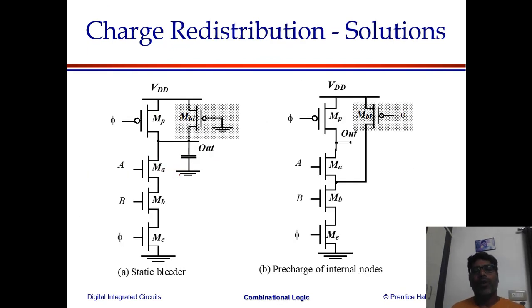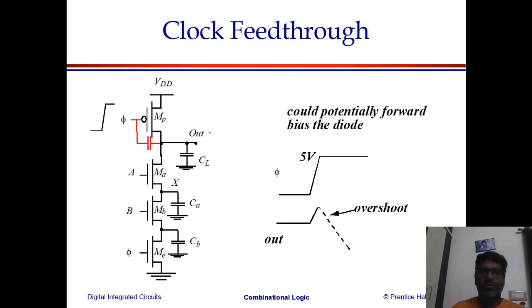So how to solve this problem? There are many papers which spoke about solving this, like pre-charge of internal nodes. If you pre-charge all the internal nodes, that will avoid the charge sharing problem. This was one of the suggestions given, and you can also use a static bleeder type of network in order to avoid this charge distribution.